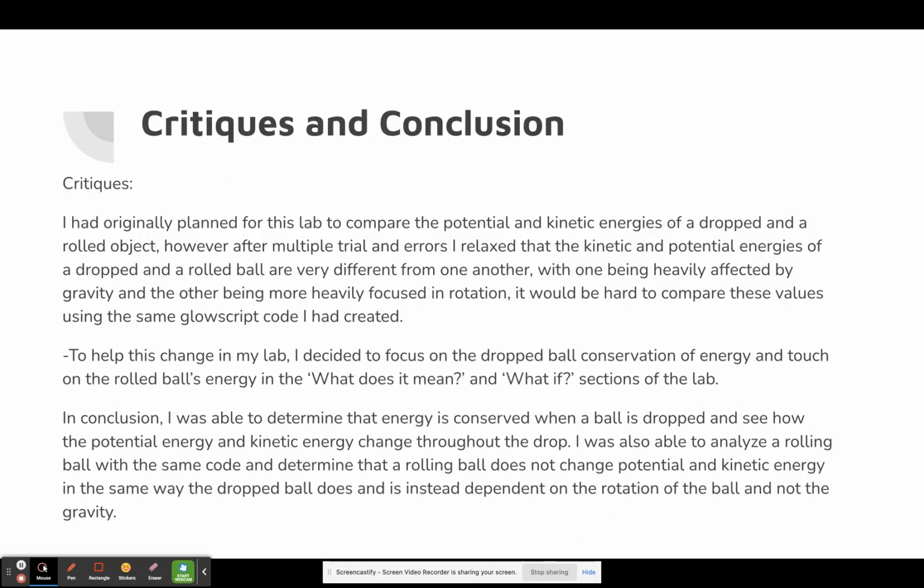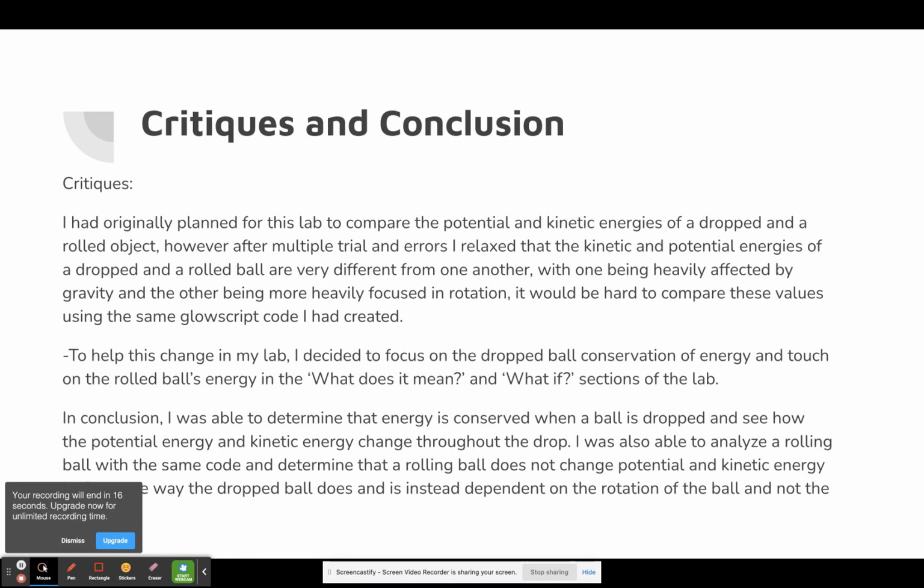For critiques and conclusions, I originally planned to compare the potential and kinetic energies of a dropped and a rolled object. However, after multiple trials and errors and trying different GlowScript codes, I realized that the kinetic and potential energies are found in two completely different ways, with a dropped object mainly focused on gravity and a rolled object mainly focused on how the object is rolling and the different angles involved. One would be very heavily affected by gravity and one heavily focused on rotation, so it would be hard to compare those values using the same GlowScript code I had created. So I decided to link in that rolled ball for our what does it mean and what if sections of the lab.